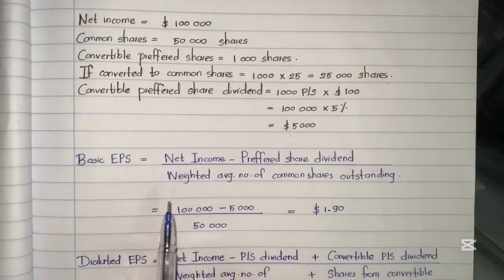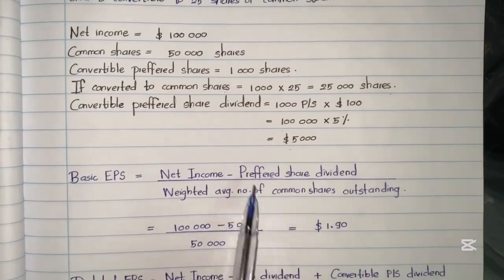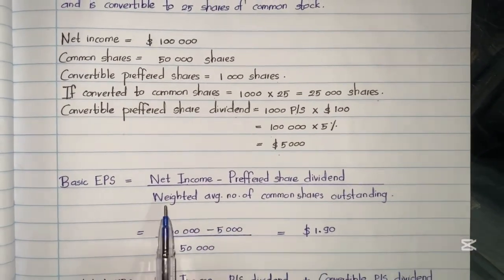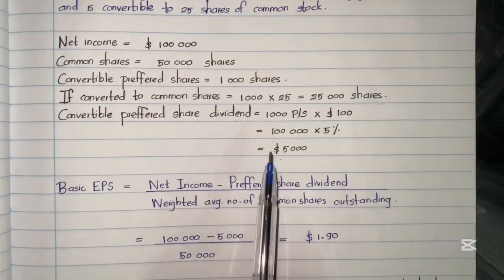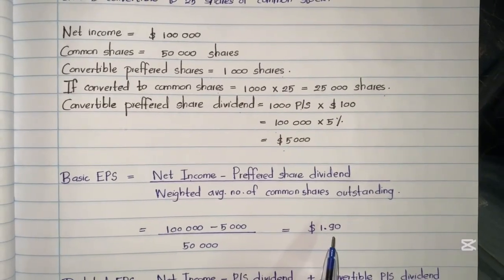In this case, they mention net income as 100,000 and preferred share dividend is 5,000. Weighted average number of common shares outstanding is 50,000 shares. So the answer is 1.90.